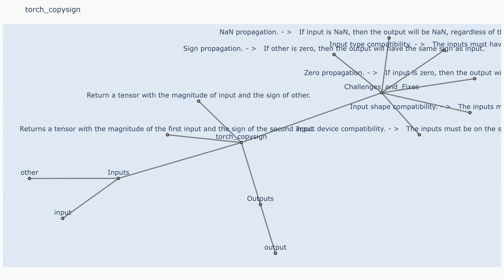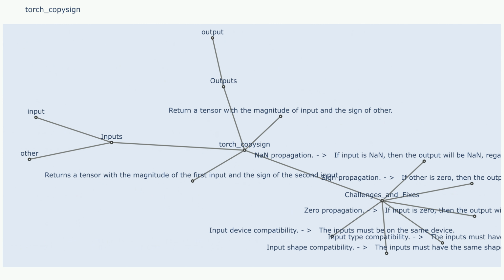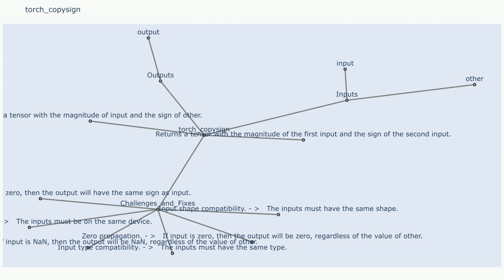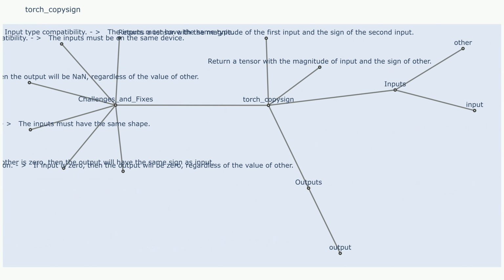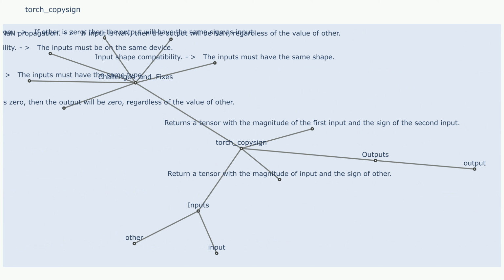Steps. The torch.copysign function first checks if the input and other tensors have the same dtype and shape. If not, it raises an error. The function then iterates over the elements of the input and other tensors. For each element, the function checks the sign of the corresponding element in the other tensor. If the sign of the other element is positive, the function keeps the original value of the input element. If the sign of the other element is negative, the function negates the original value of the input element. The function returns a new tensor with the updated values.